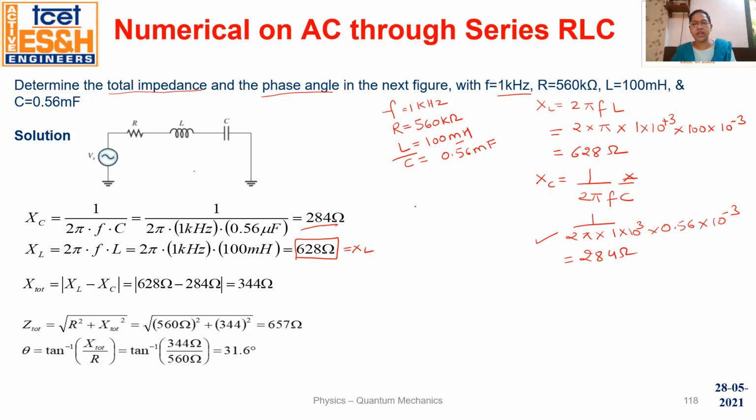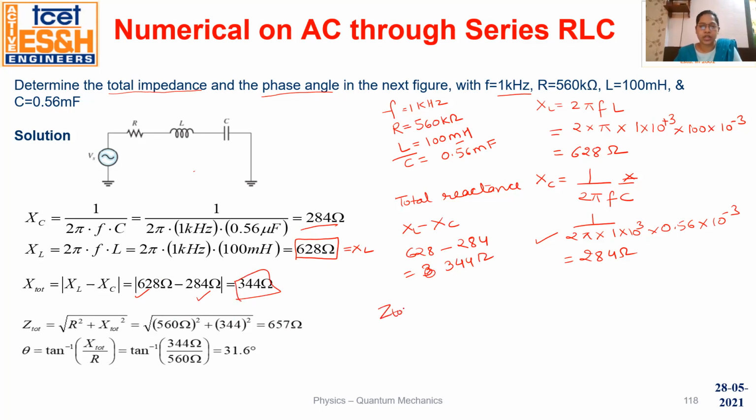Now we have to find the total reactance. For finding the total reactance, we have to do XL minus XC. So XL is 628 minus 284. Here 628 minus 284 will give 344 ohm. So this is the X total.